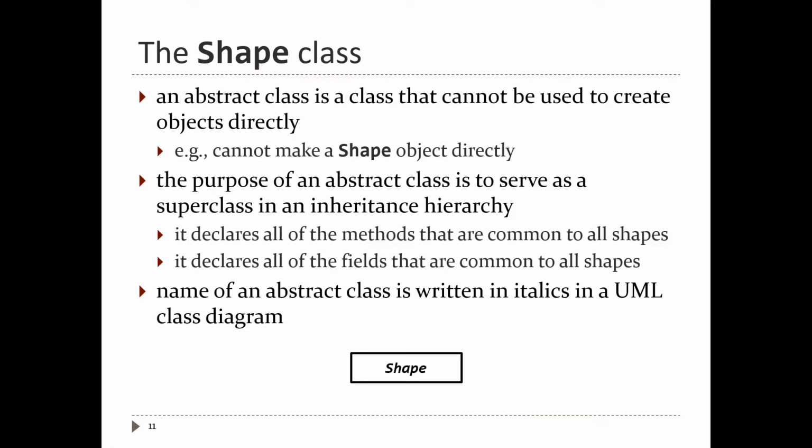In other words, it's a building block for other classes. Right? So the shape class would be the building block for all 2-dimensional shape classes in our hierarchy. In an abstract class, you would declare methods that are common to all of the subclasses. Right? So our shape class is going to declare the methods that all shapes should have. And it declares fields that are common to all subclasses. So again, our shape class will declare any fields that are common to all 2D shapes. When you draw the UML class diagram for an abstract class, the name of the class appears in italics.